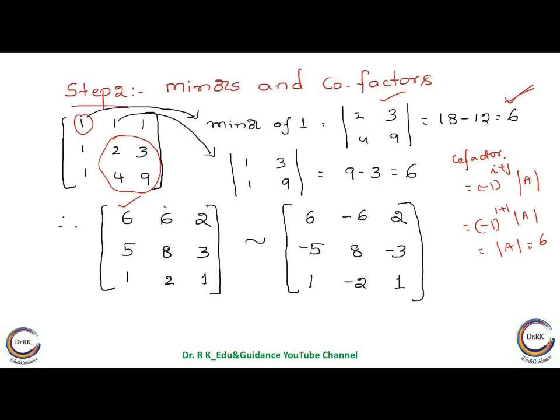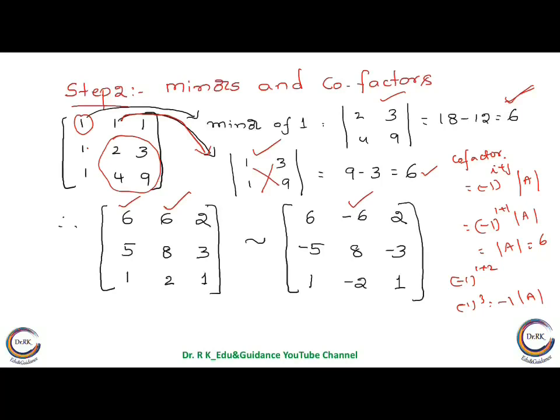Similarly, one more try. Minor of this element 1: leave that row and leave that column, the submatrix 1, 3, 1, 9 we will get, whose determinant is 9 into 1 minus 3 into 1, that is 6. Now its cofactor is minus 1 power i plus j. It lies in first row and second column, 1 plus 2, that is minus 1 whole cube, that is minus 1 into minor. Therefore, if 6 is the minor, then minus 6 is the cofactor.